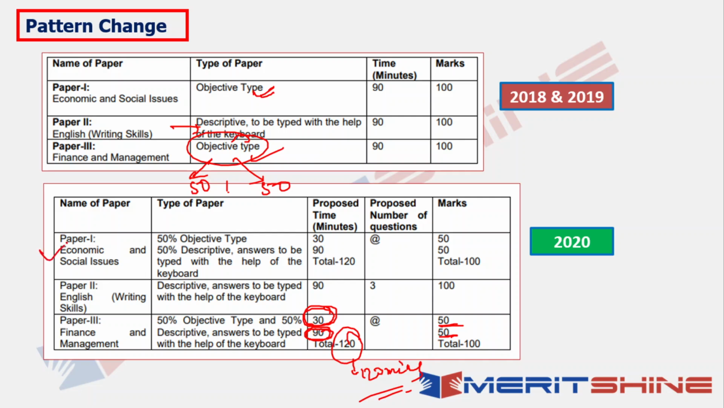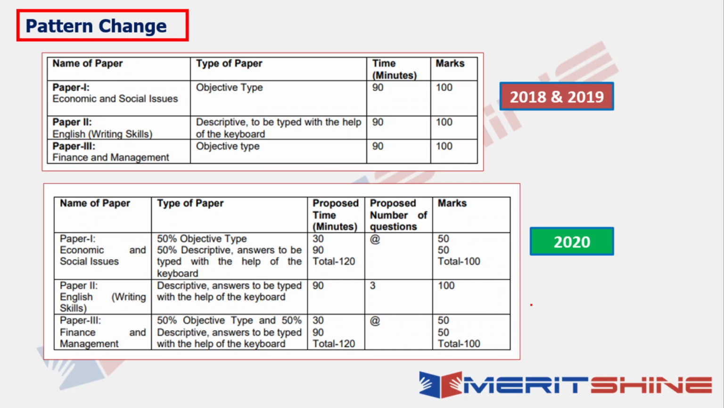And this happened with both ESI and finance and management. English remained the same. Descriptive type paper, it used to come earlier also. This time also it came descriptive type paper, and 90 minutes, 3 questions, same things. Now let's look at the syllabus changes. So this was the pattern change.